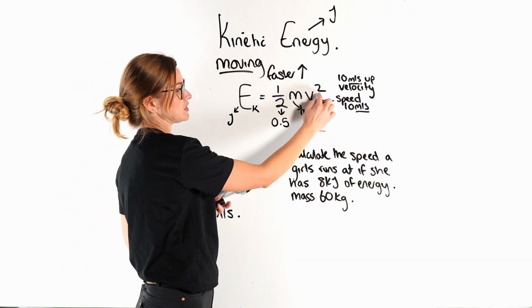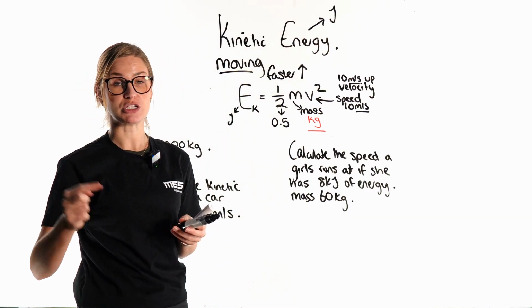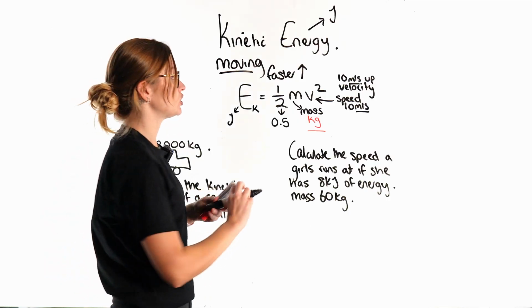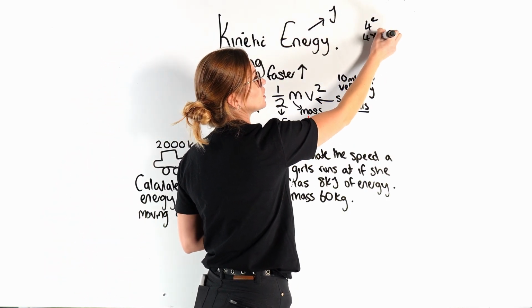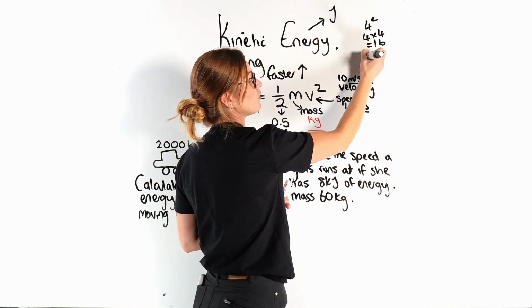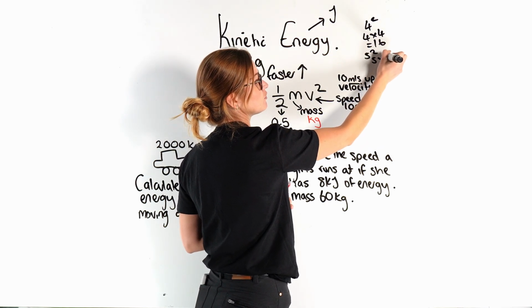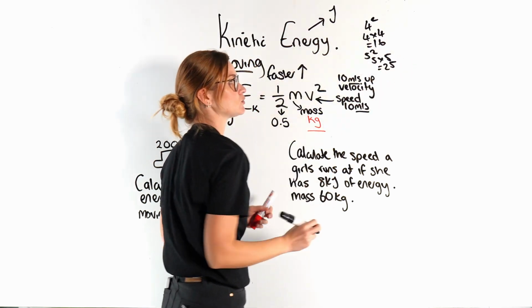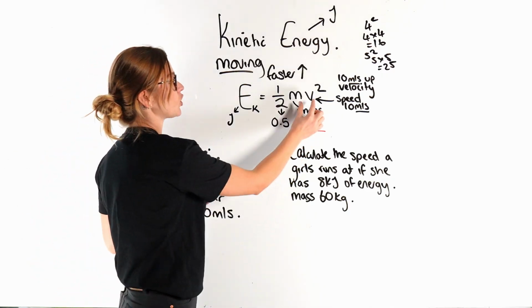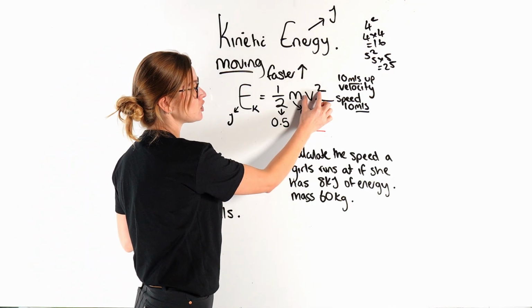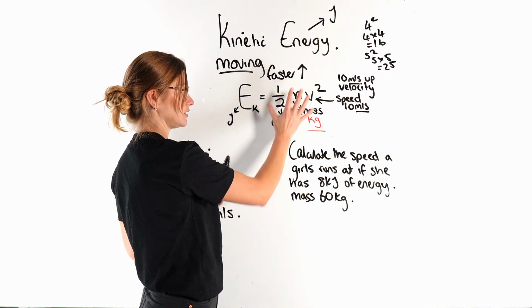And you've got to remember what this means: squared. Squared just means you multiply the number by itself. So for example, 4 squared means 4 times 4, which gives me 16. 5 squared means 5 times 5, which gives me 25. So squared just means you multiply by itself. Please remember, it's only that speed, that velocity, that is squared, nothing else.